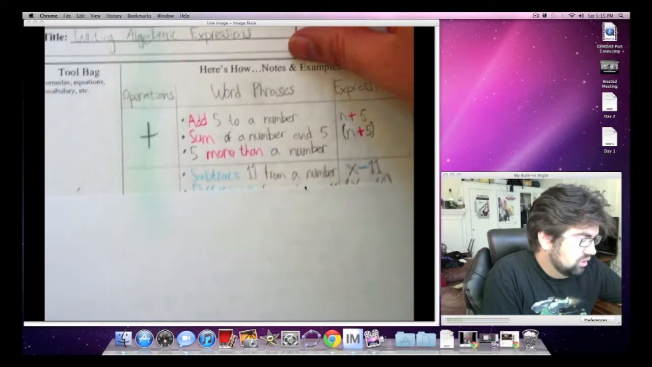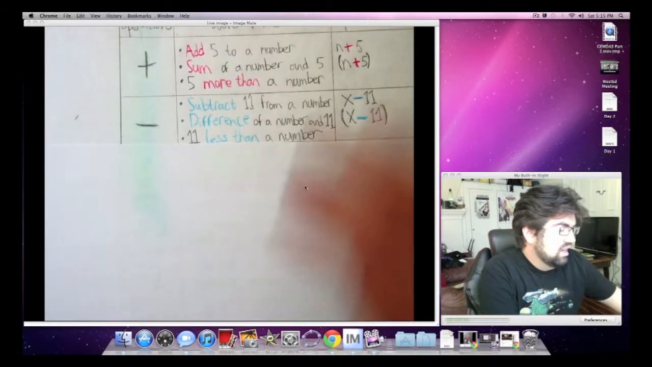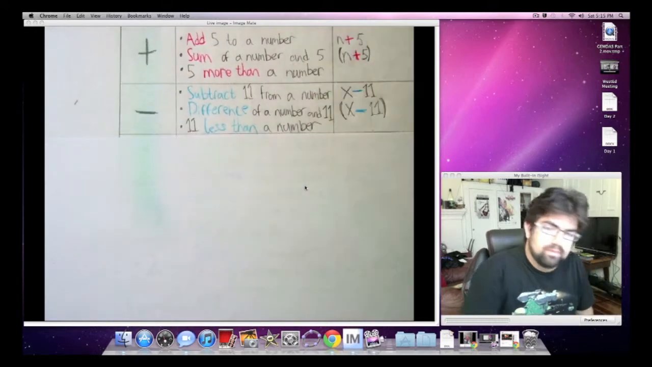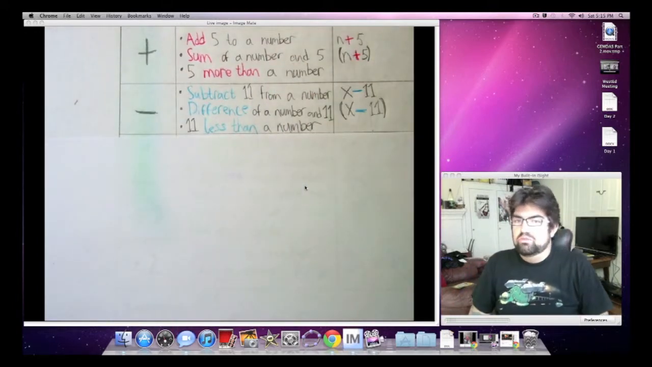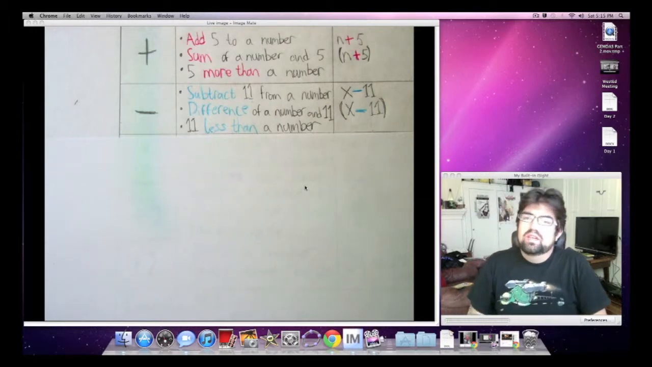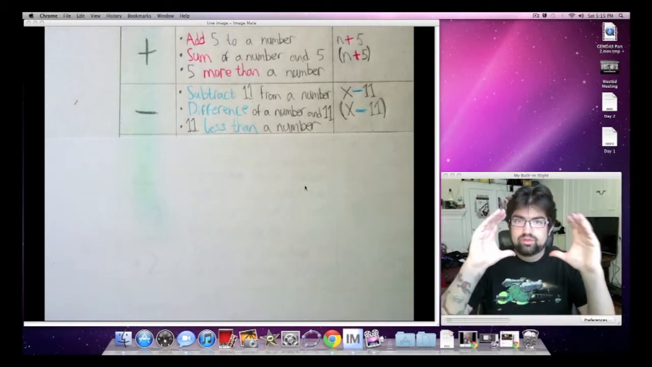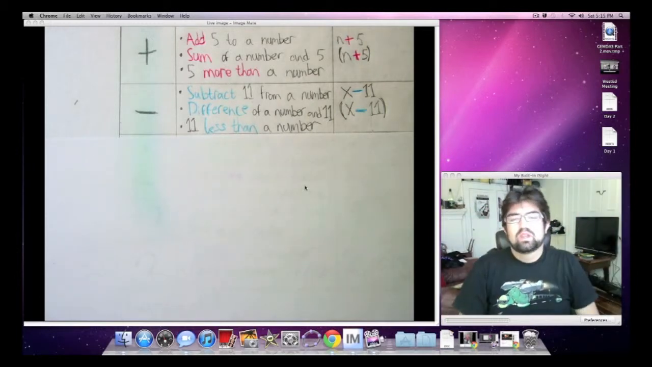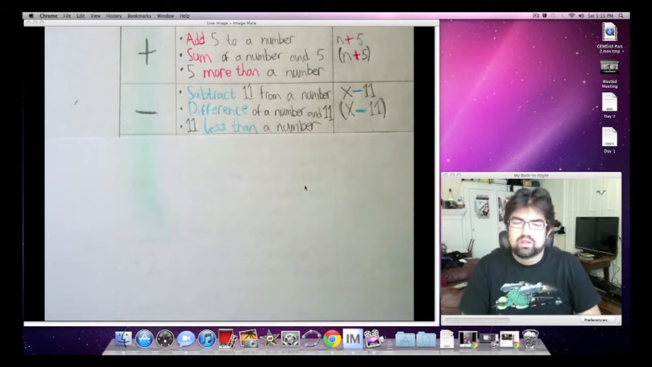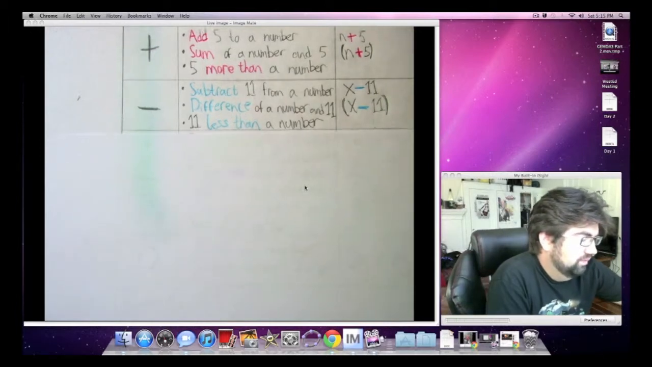Here we go, our next operation. So again, just pause whenever you need to. That would be the minus sign or subtraction. Subtract 11 from a number, right? The difference of a number and 11. Difference of, see, parentheses again. And then 11 less than a number, which that's why it's backwards. Okay? So that's subtraction.